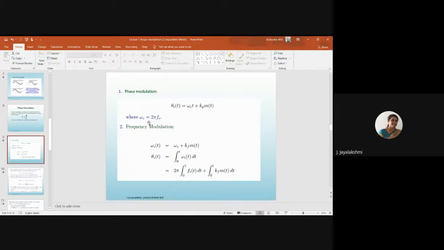Here, of course, the phase modulated signal has omega c t plus Kp m(t). Coming to the frequency modulation, it is omega c plus Kf m(t). Here Kp refers to the modulation index of the phase modulated signal, and Kf refers to the modulation index of the frequency modulation. Where theta is going to be the integral from 0 to t of omega i(t) dt. The substance integrated will have the expression.